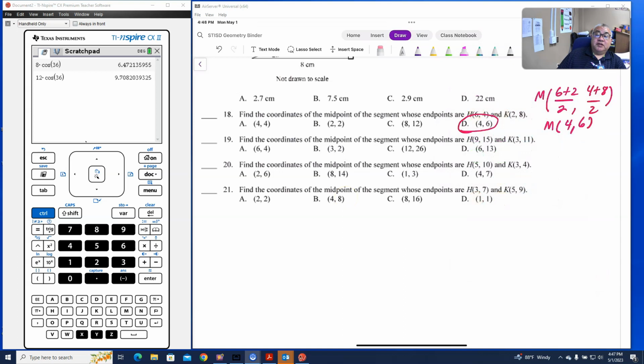Number 20, find the coordinates of the midpoint of the segment whose endpoints are (5, 10) and (3, 4). To find the midpoint, you get the x values, which are 5 and 3. You add them together, and then divide by 2. And then you have 10 plus 4, and then divide by 2. So 5 plus 3 is 8, divided by 2 is 4. 10 plus 4 is 14, divided by 2 is 7. So the midpoint is (4, 7). So your answer is D.